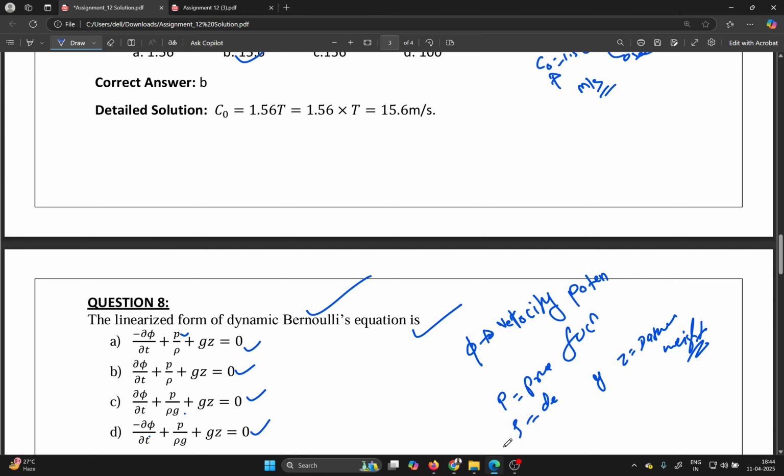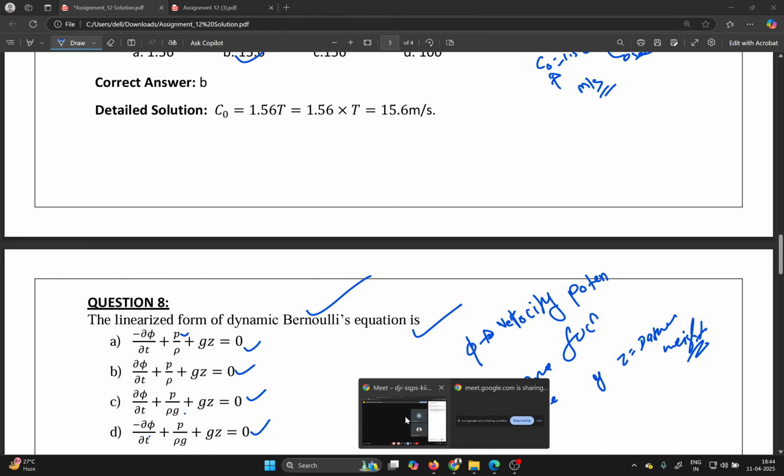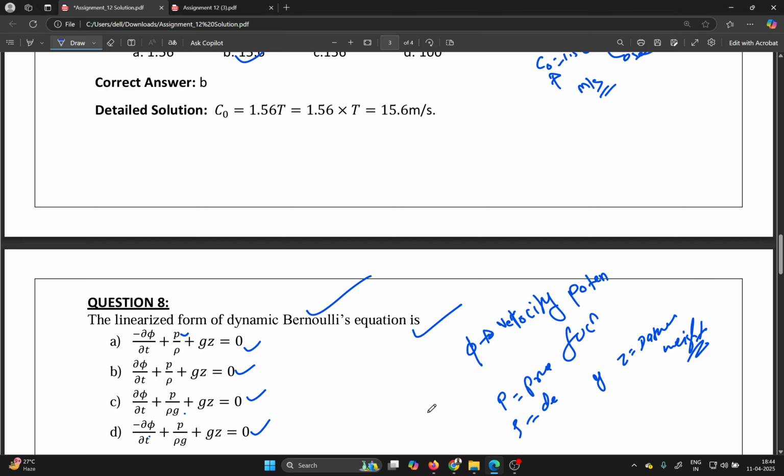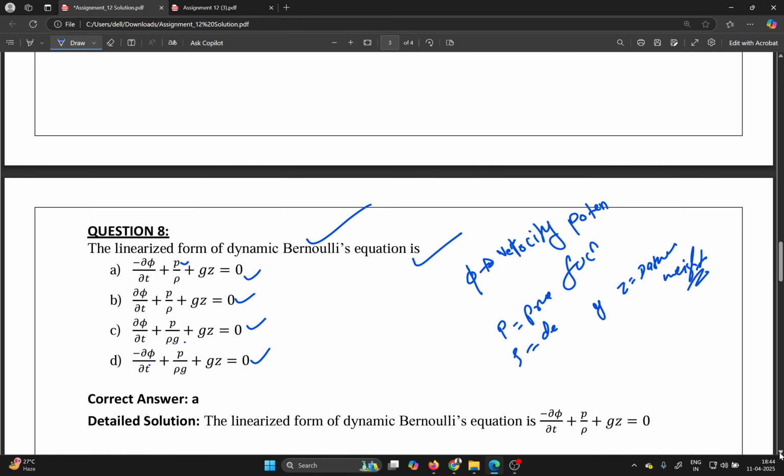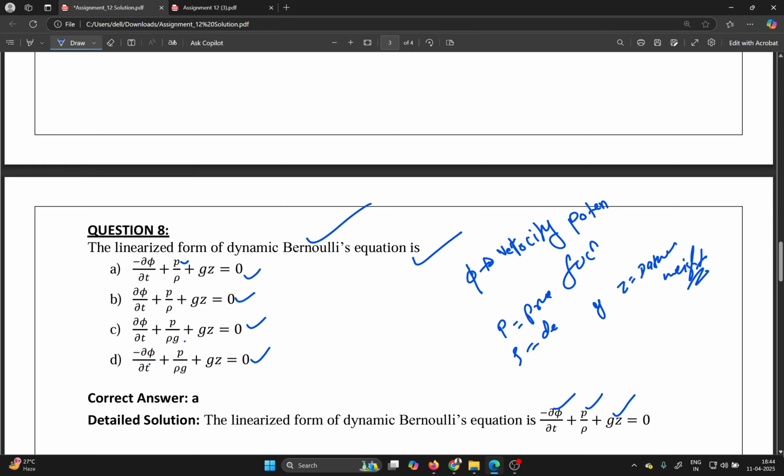Okay, let me just show you the answer for question number 8. That is the linearized form of the dynamic Bernoulli's equation. So here the answer will be your A option, that is minus del phi by del t plus p by rho plus g z. Remember always, please.